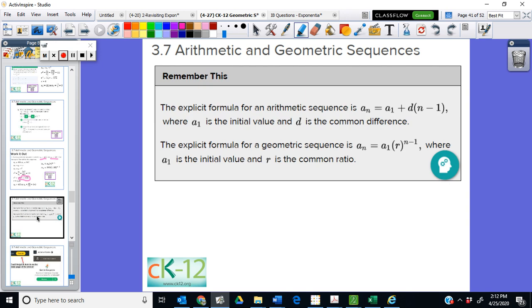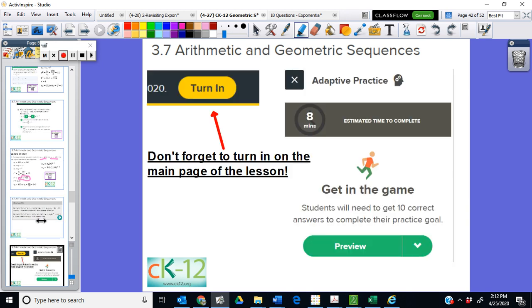Here's another summary. And then we get into the practice. So that concludes the lesson for today. I will put a separate video for the adaptive practice.